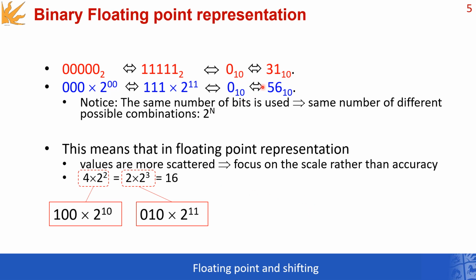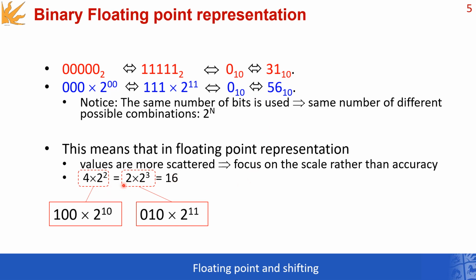Why does the range change? Well, it's because the values are more scattered. Not every value is represented here between and including 0 all the way up to 56. Whereas here with the fixed point representation, all the integers between and including 0 up to 31 are represented. So the values are more scattered, which means that there is a trade-off here. You increase the scale at the cost of less accuracy, because not every number between 0 and 56 can be represented.